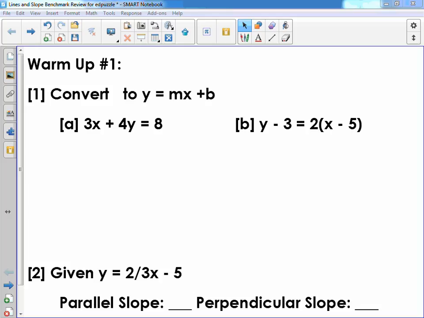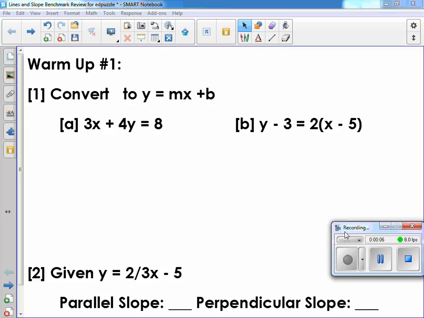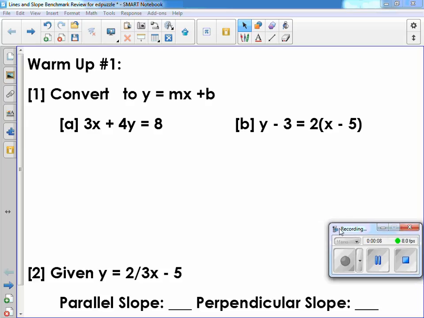All right, today we're going to do a quick benchmark review for those that still need to pass, so make sure you pay attention and answer the questions as we pause. So the first type you're going to see under benchmark is solving for y.